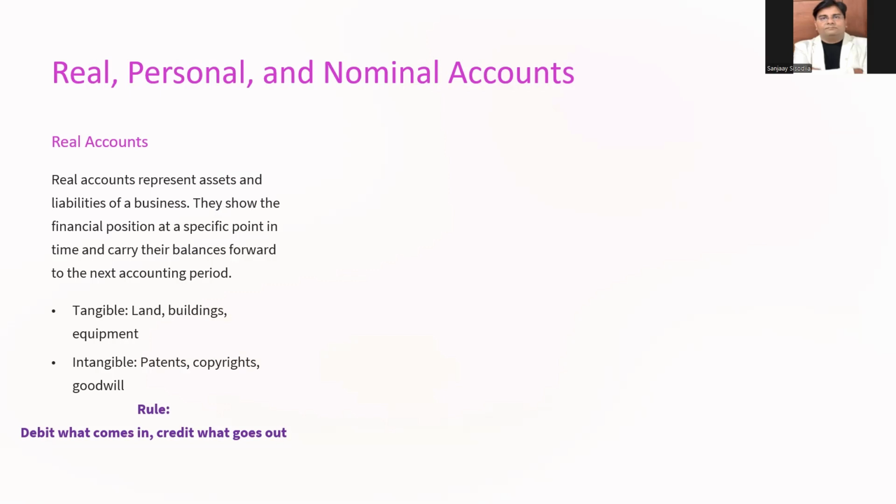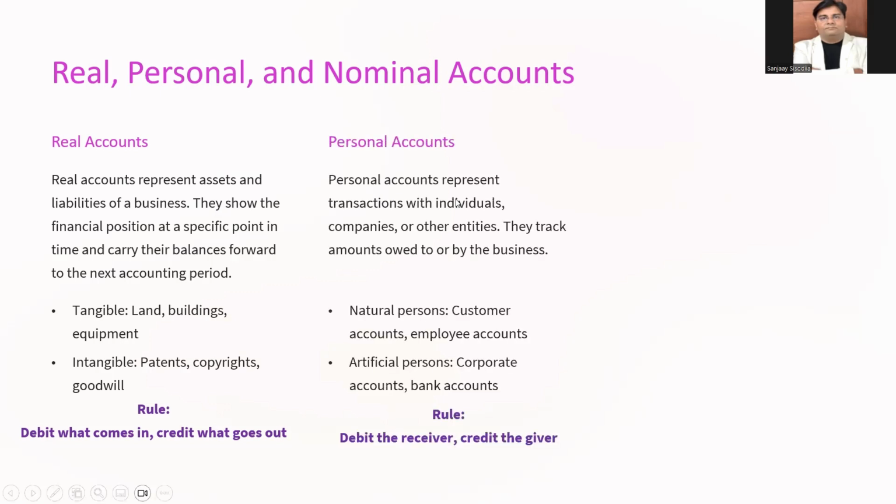Then we talk about personal accounts. Personal accounts, as we discussed, represent transactions with individuals, companies, or other entities. They track amounts owed to or by the business. It can either be a natural person or an artificial person. The rule which is applicable for personal accounts is: debit the receiver, credit the giver.